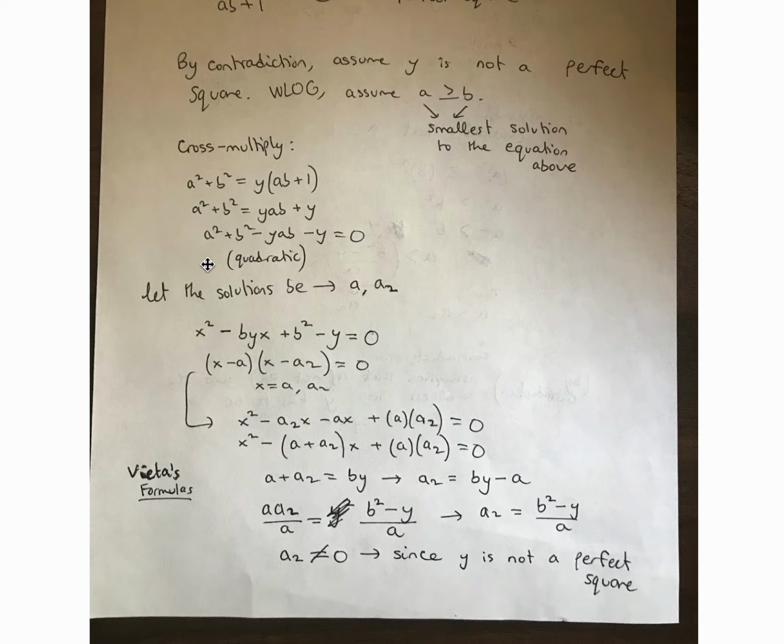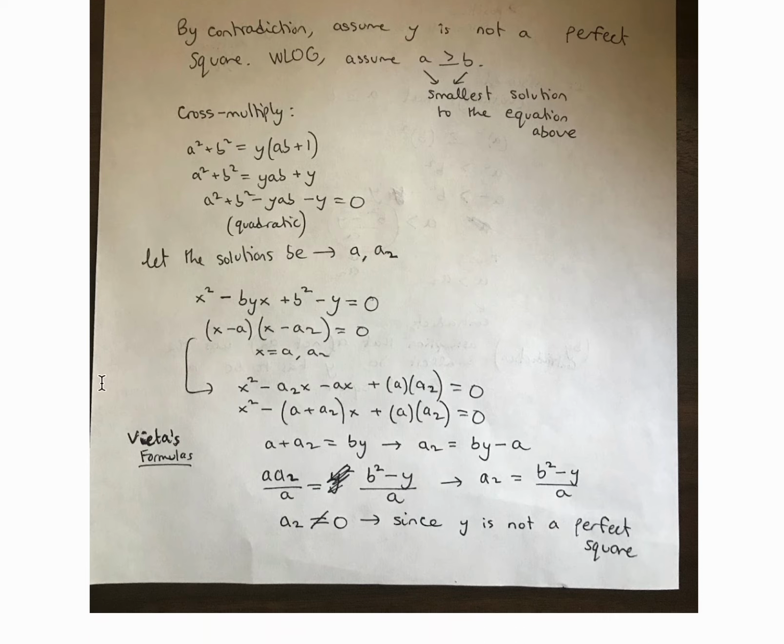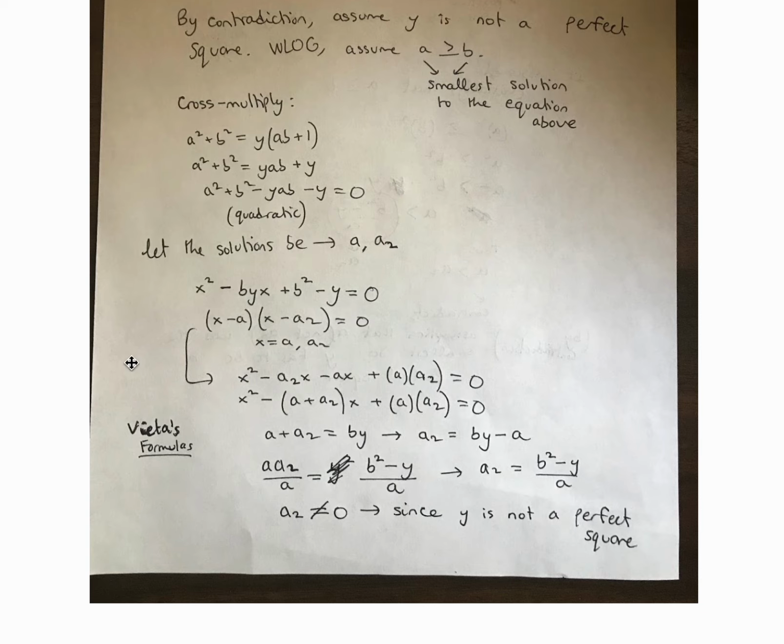So I am assuming that the solutions to this quadratic equation are a and a2. Then I replace the a with x, and I get that x squared minus byx plus b squared minus y is equal to 0. Essentially, it's the same equation as this, but I just replaced the a with the x, and moved the terms together in a different way. So I know that the solutions are a and a2, so I can say that (x minus a) times (x minus a2) is equal to 0.